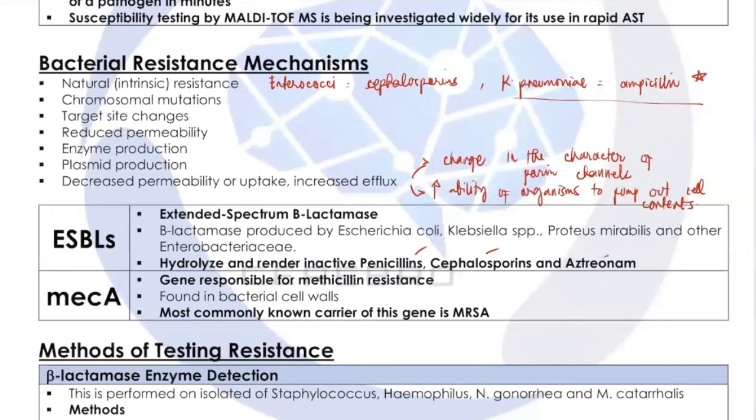Then we also have the MEC-A. The MEC-A is the gene responsible for methicillin resistance. So this is found in bacterial cell walls, and the most commonly known carrier of this gene is the methicillin-resistant Staphylococcus aureus. Okay? So pwede tayong tanungin ano daw yung best method or the gold standard for the detection of methicillin resistance. That would be detection of the MEC-A gene through PCR. That would be the gold standard for the detection of methicillin resistance. Okay?